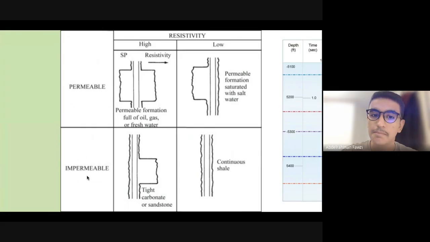You might have impermeable rock. So here there's tight carbon or sandstone. We understand that the resistivity is high because again it is impermeable. And if it is shale, then you're going to have lower resistivity, because shale is made out of a lot of water and aquifers, which means that you are getting more conductive.